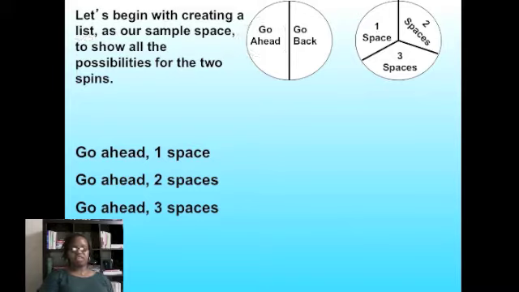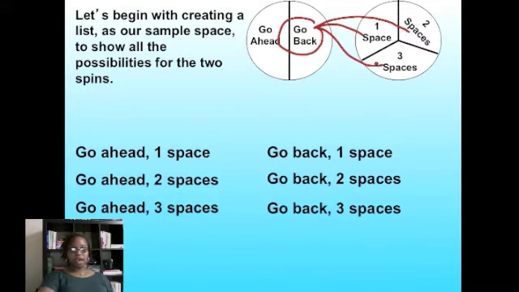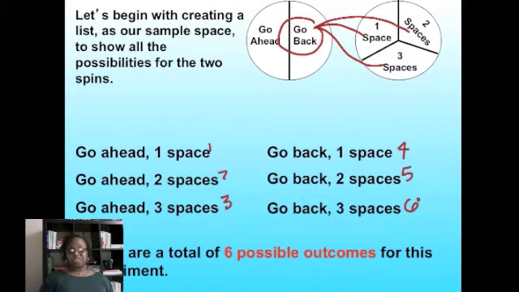And then what if we land on go back? If we land on go back on the first spinner, we could land on go back one space, go back two spaces, or go back three spaces. So again, three more options there. So if we want all the possible outcomes there are, we've got 1, 2, 3, 4, 5, 6 different outcomes for spinning these two spinners in a game.